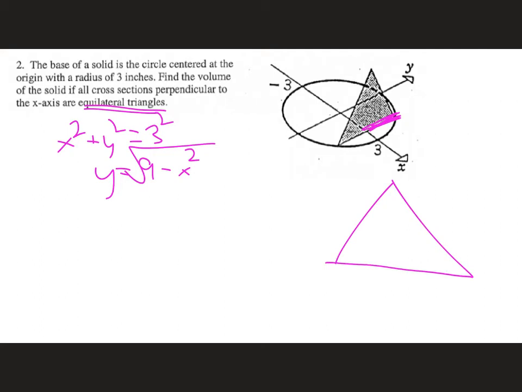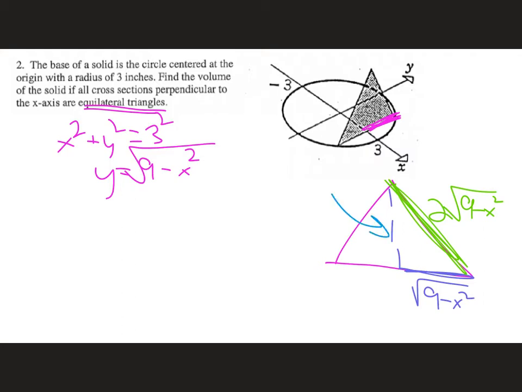Okay, so we have an equilateral triangle. This distance here is the square root of 9 minus x squared. This distance here, since we're equilateral, is 2 square roots of 9 minus x squared. Can you catch that? Do you know why that is? I hope so. It's because the bottom part is 2 square roots, so each of the diagonal parts is 2 square roots. Now you can either use your knowledge of trig or the Pythagorean theorem. You'll figure out that that height is the square root of 9 minus x squared times square root of 3 over 2.